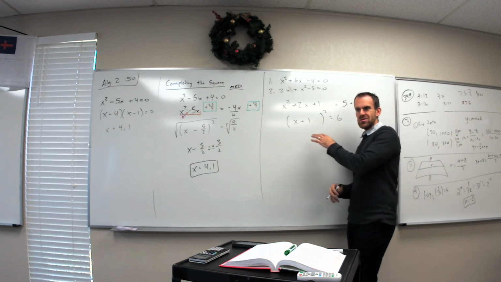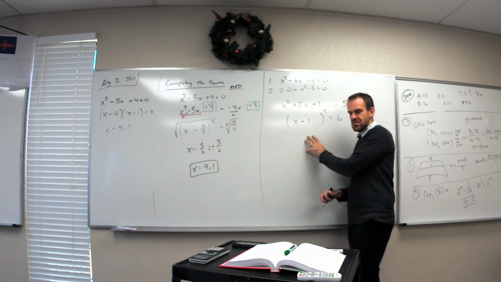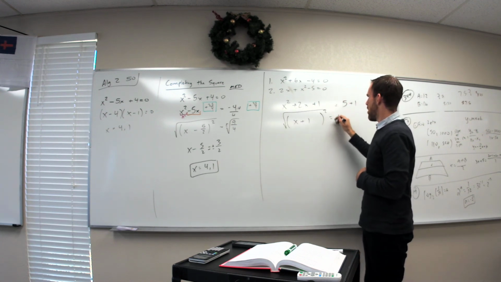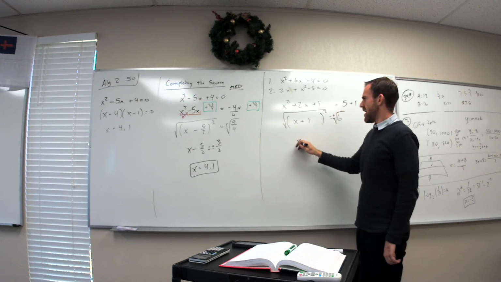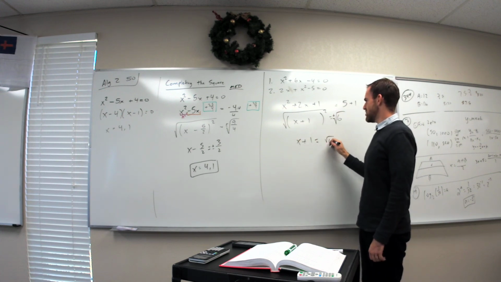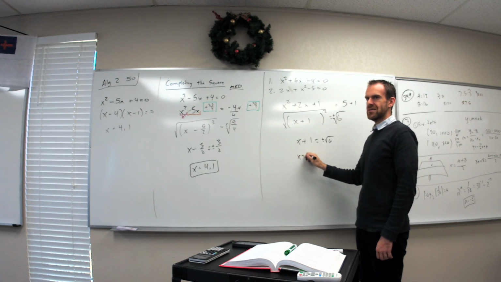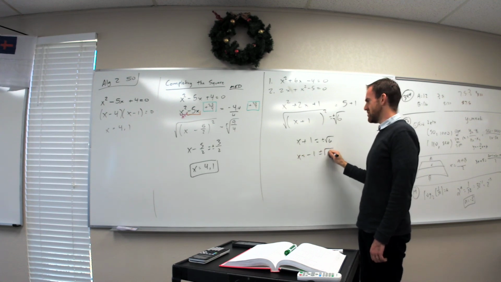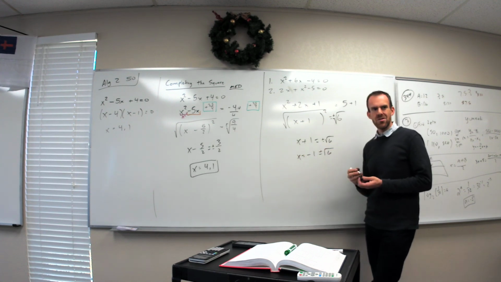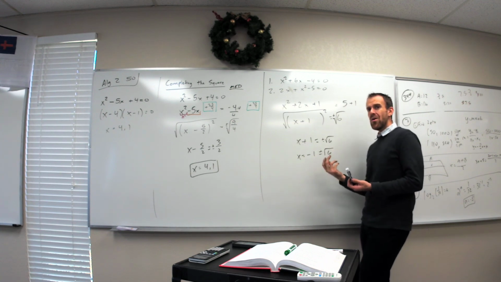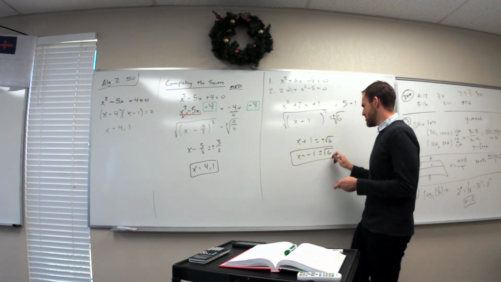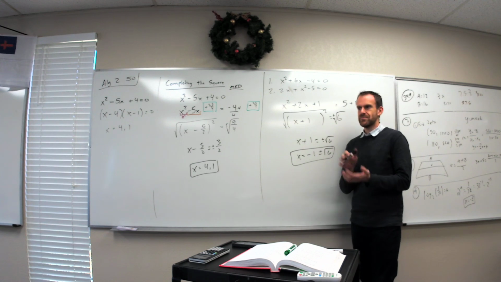How do we undo squared? You take the square root of both sides. x plus 1 equals plus or minus the square root of 6. So x equals negative 1 plus or minus the square root of 6. Are we bothered that the square root of 6 is there? No, who cares? It's a number. It's just an ugly number, so we don't solve for it.